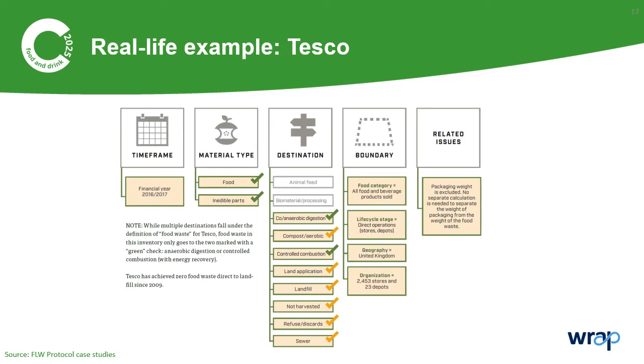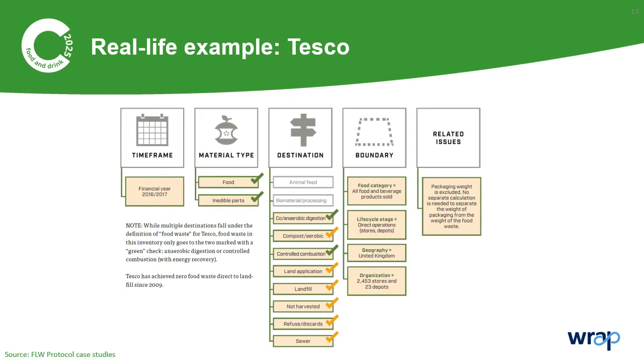Both food and inedible parts were included in their inventory, in their scope. You can see the ticks against destinations show that all of those destinations were potentially in scope for them to report against, but the only ones they actually had food waste going to in that particular year were anaerobic digestion and controlled combustion. That's why those have the green ticks.